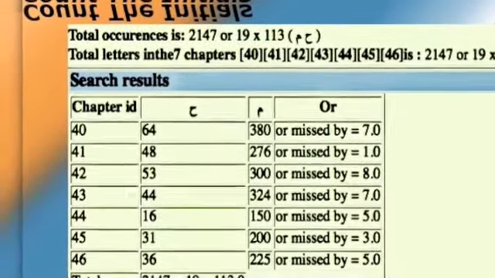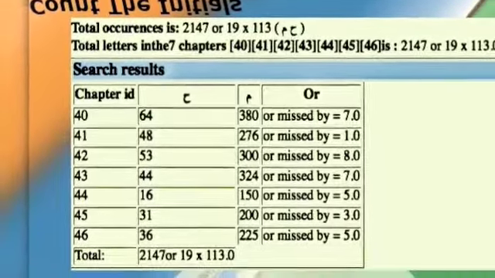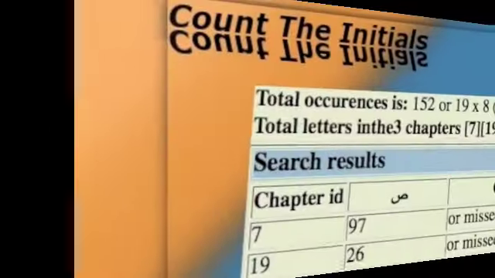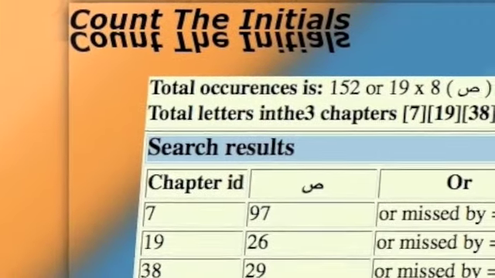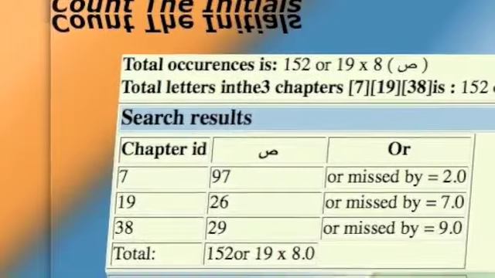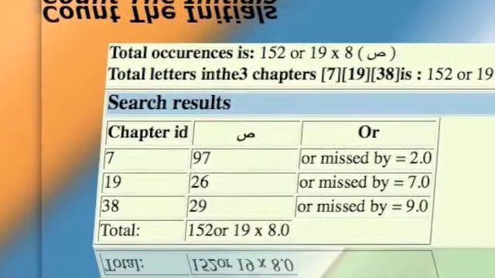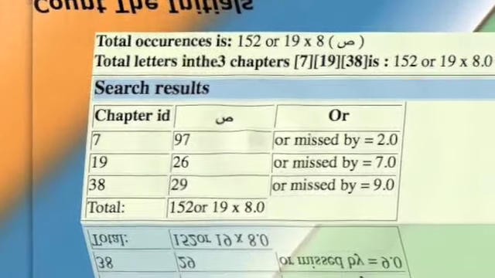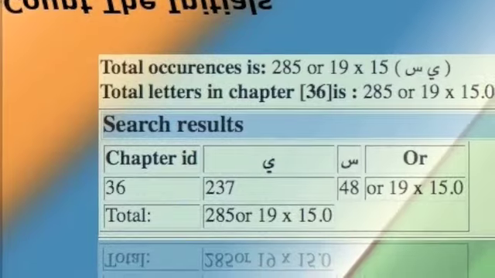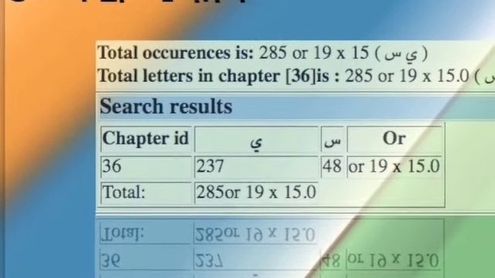There are 7 chapters initialized with the letters H and M, Ha, Meem. If you add the H's and the M's you'll find 2147, or 19 times 113. Chapters 7, 19, and 38 are initialized with the letter S. The number of S's is respectively 97, 26, and 29. The total is 152, or 19 times 8.